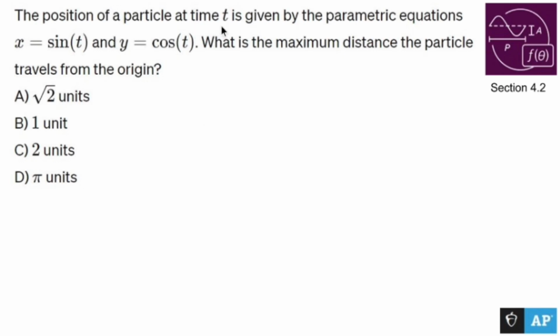The position of a particle at time t is given by the parametric equations x equals sine t and y equals cos t. Ooh, a circle. What is the maximum distance that the particle travels from the origin? Well, if this is a circle, then it would make sense that the maximum distance is going to be the radius of that circle. Look at me drawing an absolute perfect circle. Do you like it? You shouldn't. It's awful. So that would be the radius.